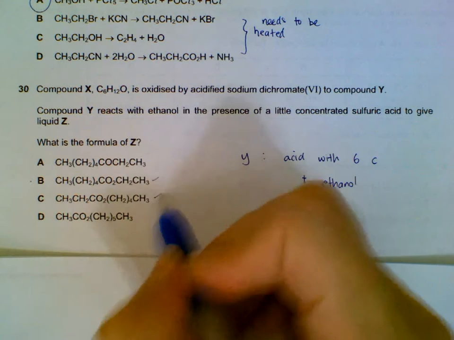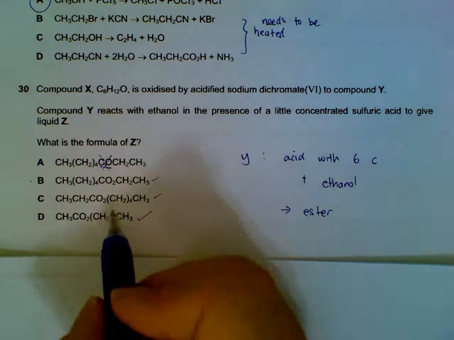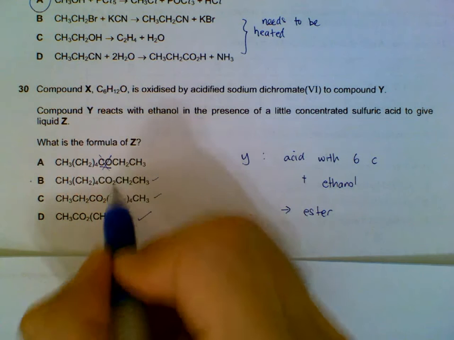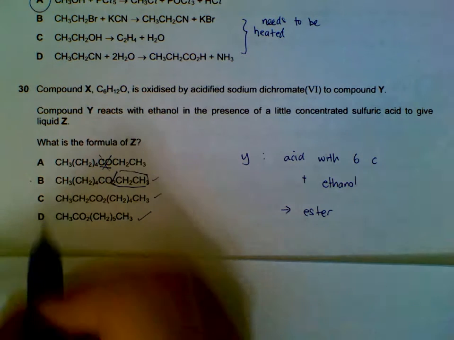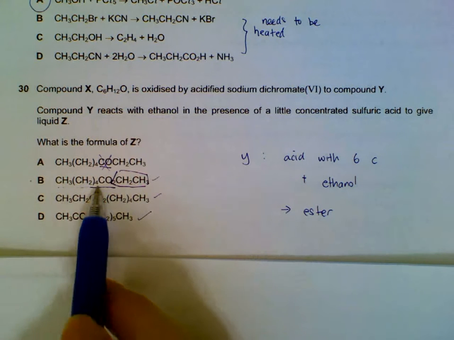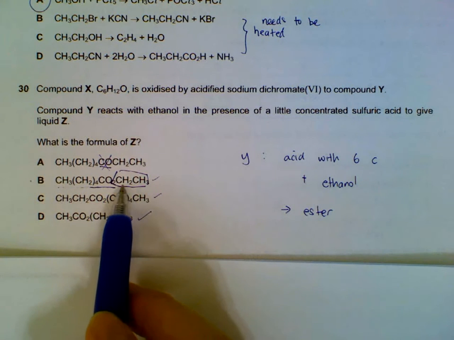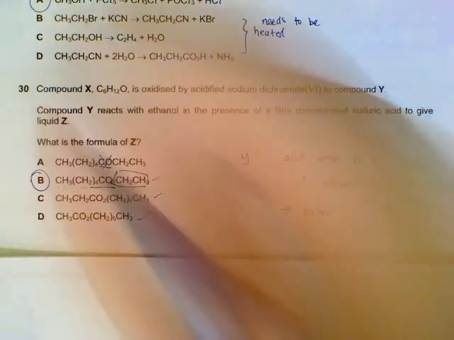So B, C, and D are possible. This is not an ester group for A, so that is out. From the ester group, we have to look for the one that is combined by ethanol and then a 6 carbon acid. Okay. We add up, we have a 6 carbon acid here, and then the ethanol is on this side with an ester bond. So it is B.